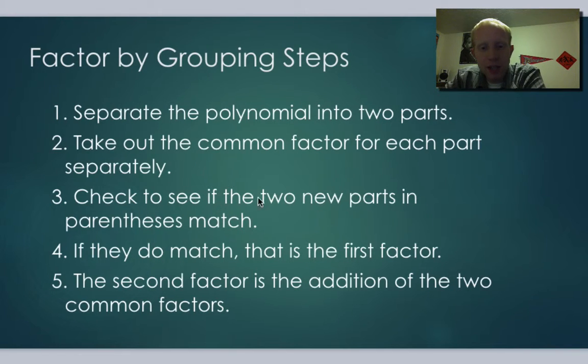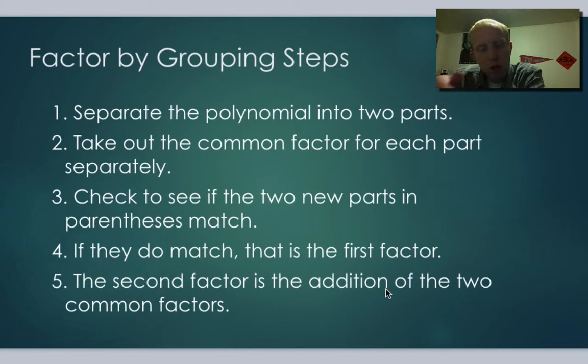Then you check to see if the two new parts match. If the two groups of parentheses match, then you can do the factor by grouping method and continue on with the process. If they don't match, then you may need to use something else, which we'll talk about later. But if they do match, then that thing in parentheses is the first factor, and the second factor is the addition of the two common factors you pulled out. If you want, you can write this down, or you can just think about it in the steps I showed you before. This is the method we use for factor by grouping. So write that down if you'd like.